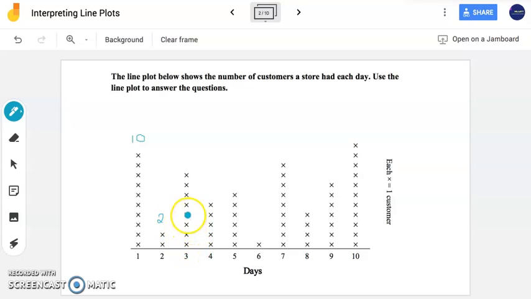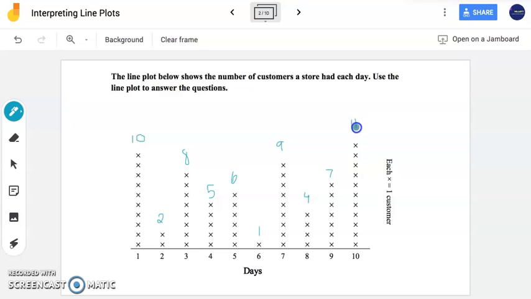1, 2, 3, 4, 5, 6, 7, 8 customers. 1, 2, 3, 4, 5 customers. 1, 2, 3, 4, 5, 6 customers. 1 customer. 1, 2, 3, 4, 5, 6, 7, 8, 9 customers. 1, 2, 3, 4 customers. 1, 2, 3, 4, 5, 6, 7 customers. 1, 2, 3, 4, 5, 6, 7, 8, 9, 10, 11 customers.